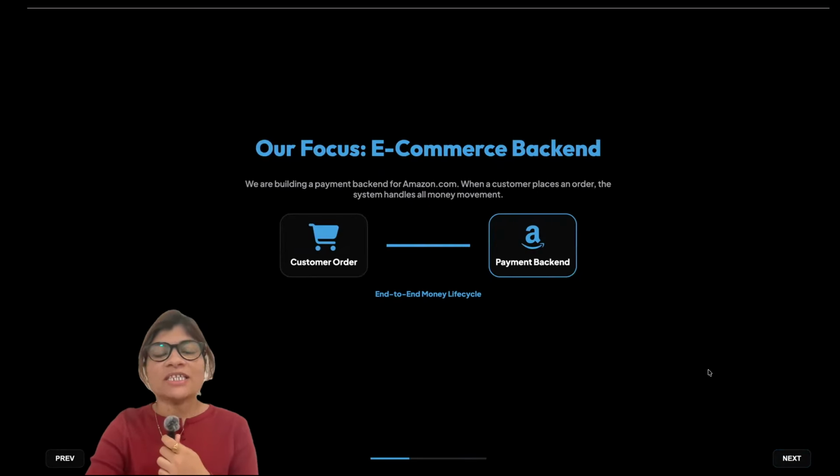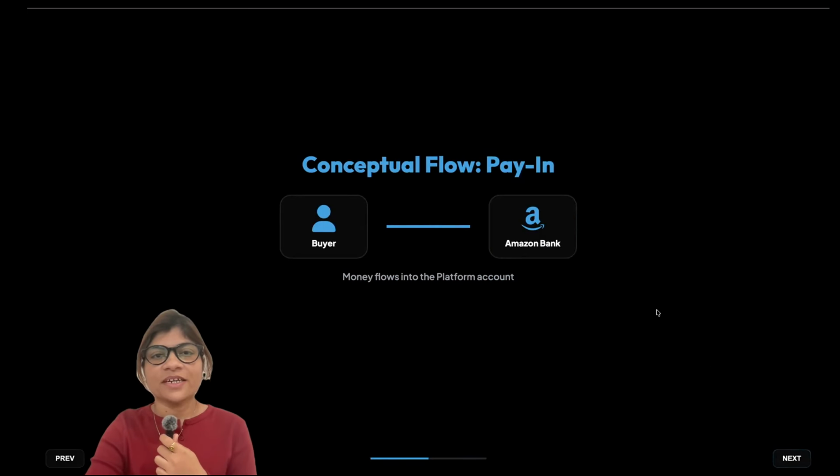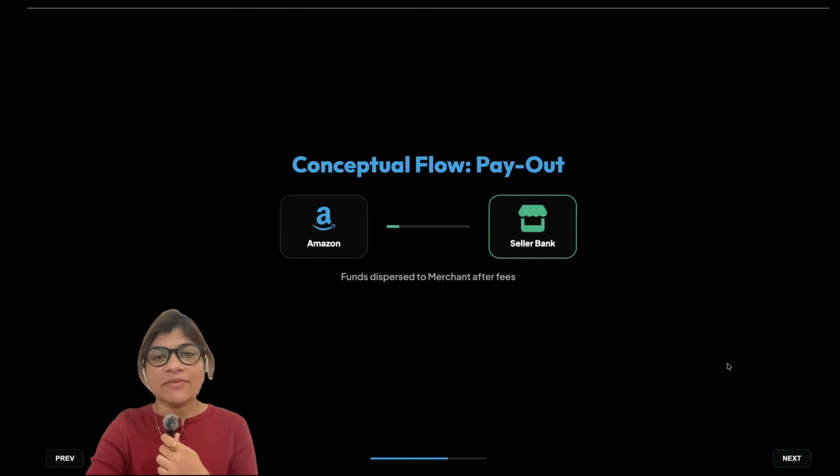So when a customer places an order on Amazon.com, the payment system handles everything related to the money movement. At a very high level, the payment flow is broken down into two steps that reflect how money flows, like pay in flow and the payout flow. Take the e-commerce site Amazon as an example. After a buyer places an order, the money flows into Amazon's bank account, which is pay in flow. And later, when the products are delivered, the balance after fees flows from Amazon's bank account to the seller's bank account. That is payout flow.